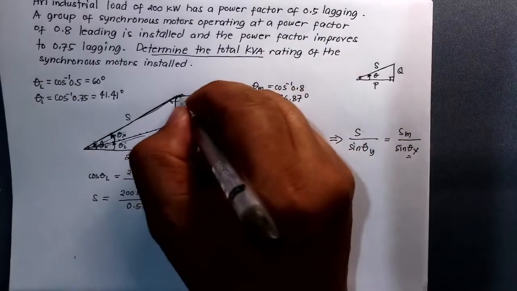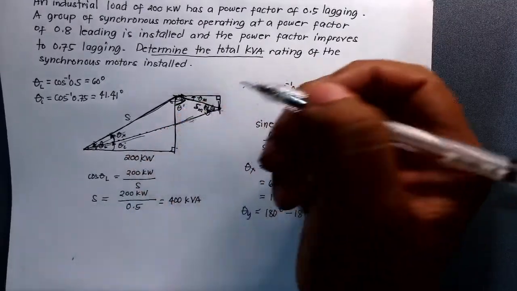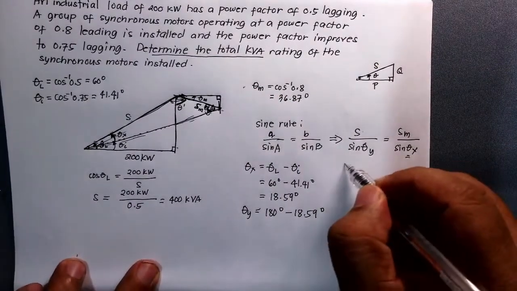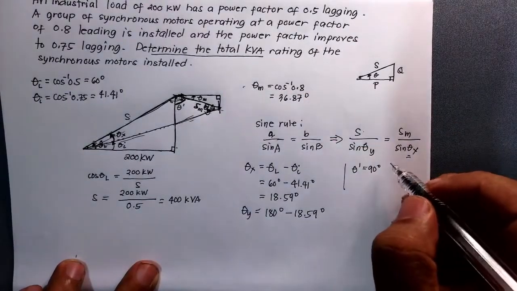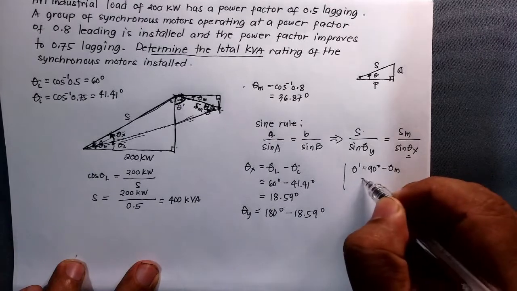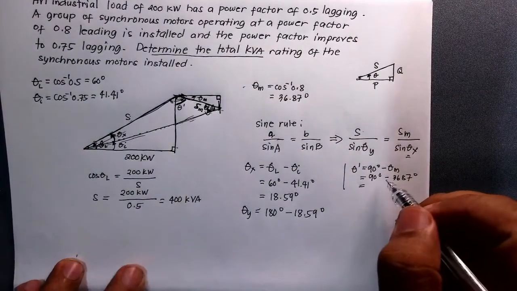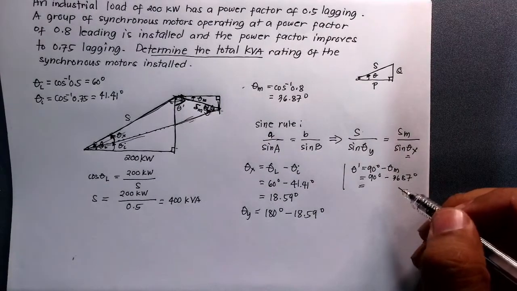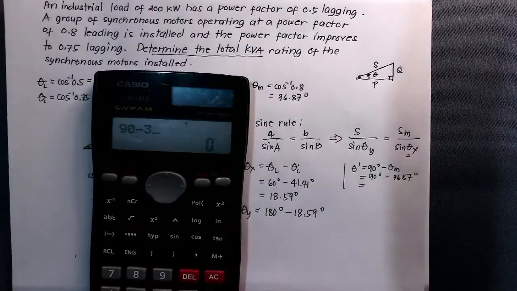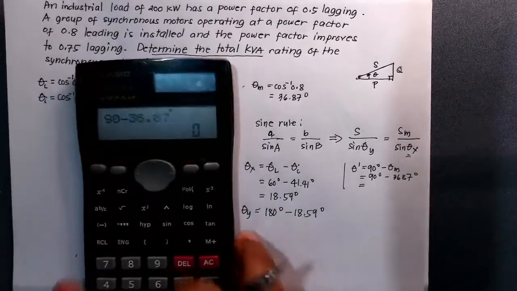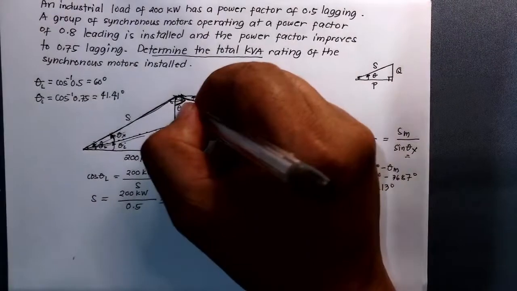You will notice that this part here is also a right triangle. To solve for the angle of this part, let's say this is theta prime. Theta prime here is actually 90 degrees minus theta m, and 90 degrees minus theta m, which is 36.87 degrees, you can use your calculator: 90 minus 36.87 gives us 53.13. So this is 53.13 degrees. That is your theta prime.